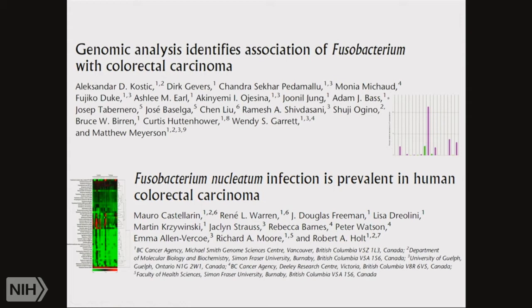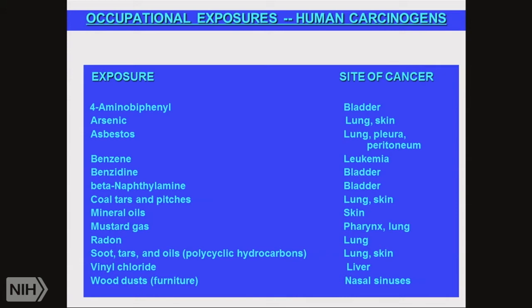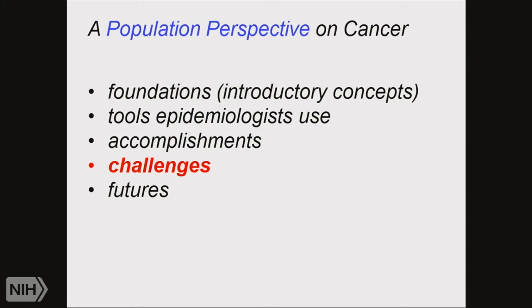Fusobacterium is prevalent in colorectal carcinoma, and I think that you're going to see a lot of discoveries with regard to colorectal carcinoma as a number of studies of the fecal microbiome mature. And there's a lot in occupational epidemiology. Can I mention the diesel exhaust studies? Okay, so what are some challenges?